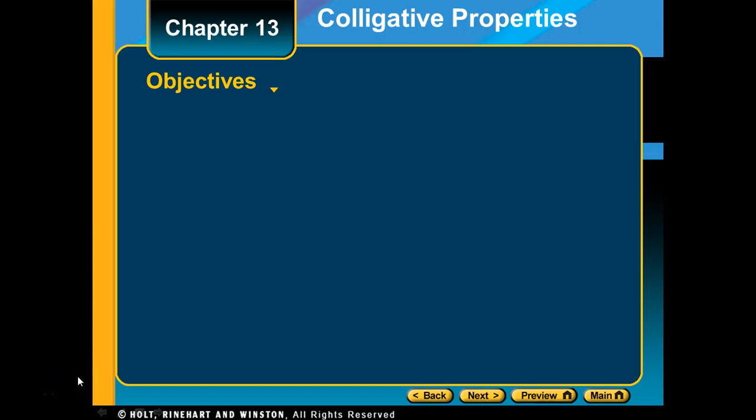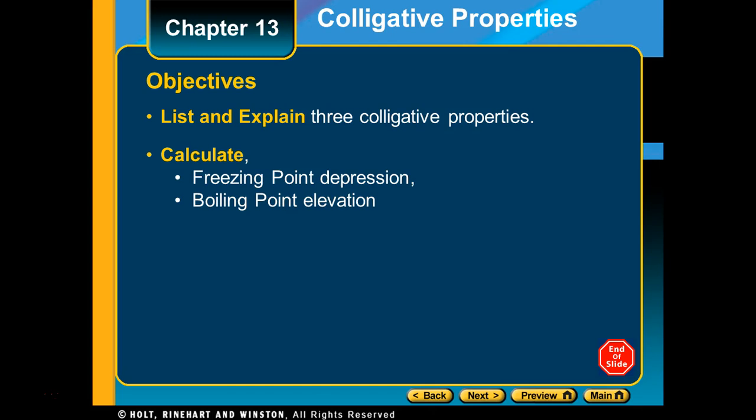All right, so we're going to be talking about our third colligative property today, freezing point depression. Remember before we were talking about three total. We did vapor pressure lowering, boiling point elevation, and today we're going to do freezing point depression. And we're going to learn how to calculate that depression.